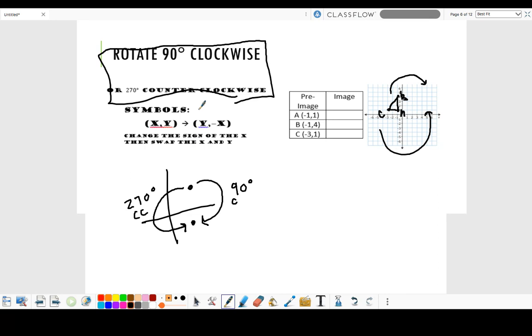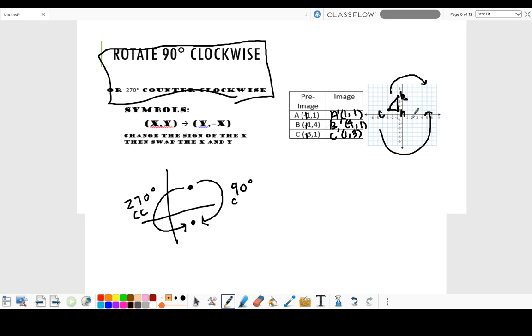Now, if you're going 90 or 270, then we always swap the x and the y. So in this case, that negative is going to change to a positive, and then we flip them, so it would still stay as 1 and 1. And that's our A prime. I keep on forgetting those primes. Our B prime, we change the sign of the x, and then we swap the x and the y, so it's going to be 4 and 1. And our C prime, we change the sign of the x, and we swap the x and y, so it's going to be 1 and 3.